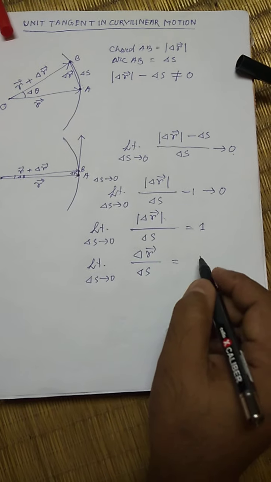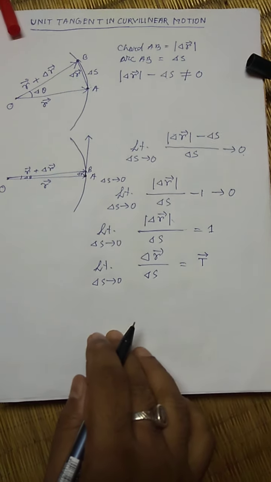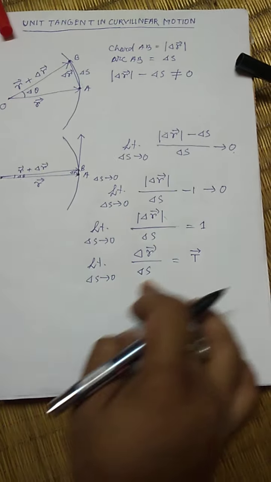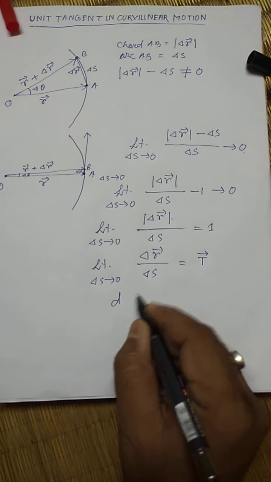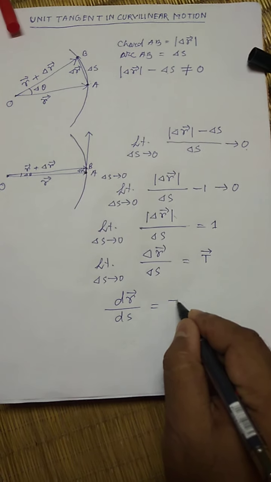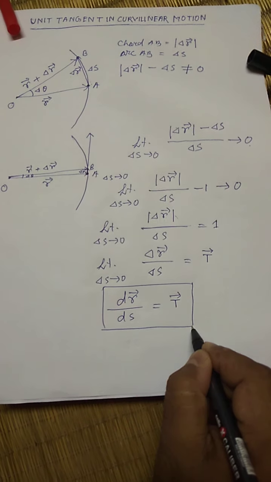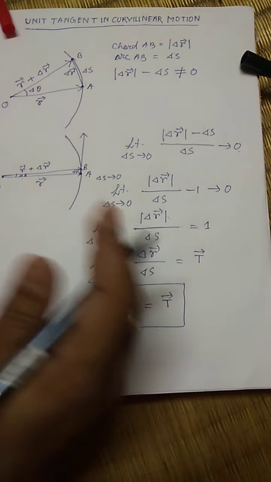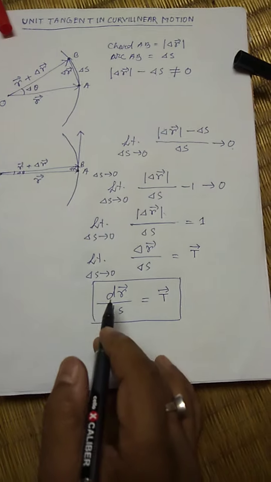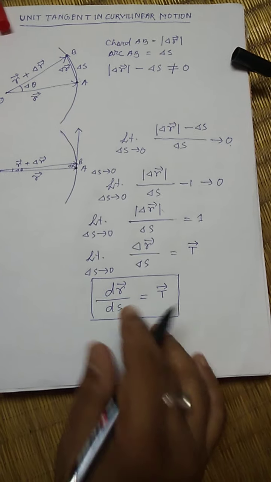Thus, we get the unit tangent. We can write here unit tangent. And from calculus, we reduce this expression to d vector r by ds is equal to unit tangent. And this is the expression for unit tangent in the curvilinear motion of a particle. And it can be defined as the rate of change of position with respect to the distance traveled by the particle.